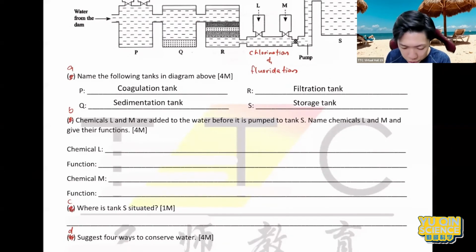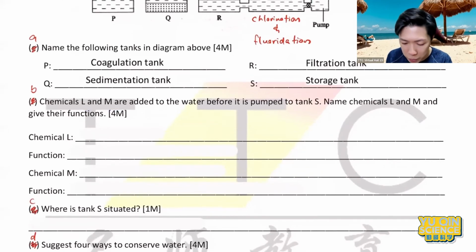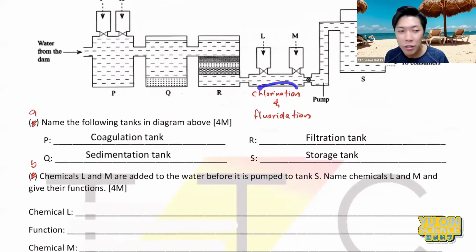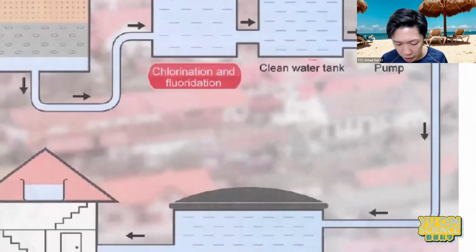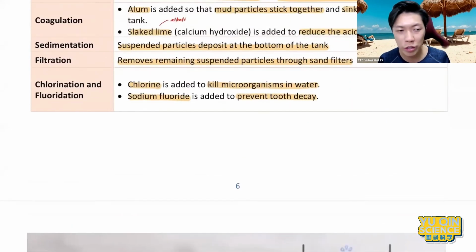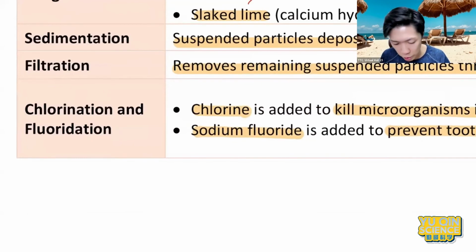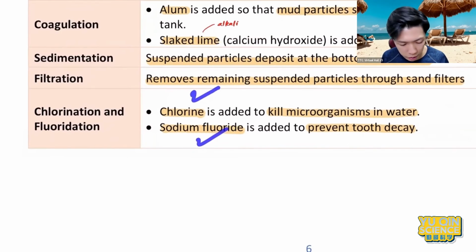Which is also the next question, asking for chemical L and M. So what did we add though? The answer is here. We add chlorine and we add sodium fluoride. It's not just fluoridation; fluoride is sodium fluoride. So chlorine, fluoride. And the function is the next question.